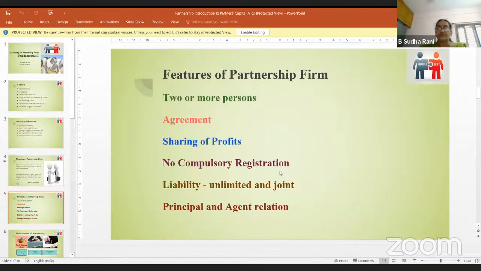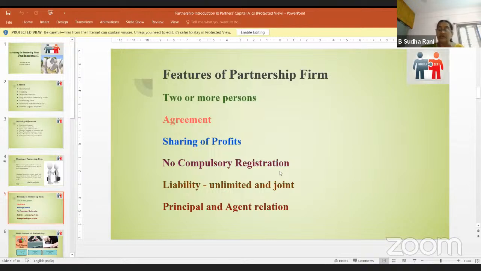If you look into the features, all these are the theoretical part, so I'm just going through. The first feature is that you will find a firm with two or more people, and there will be an agreement between these people, and they share the profits. Registration of partnership is not required, but desirable for the firm. It is up to you whether you register, but the act does not make it compulsory. It is desirable. Why desirable? If a firm is not registered, it faces certain drawbacks. So in order to overcome such drawbacks, it is desirable for the firm to get registered.